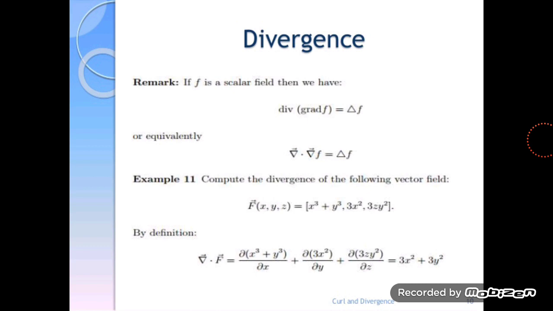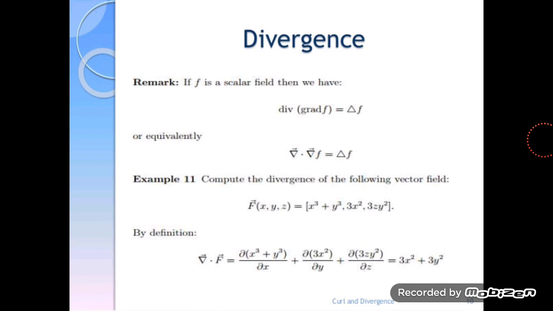Suppose we take one example: compute the divergence of the following vector field. In this slide there is a vector field f. We have to compute the divergence of this field. What is the field f? It is a function of x, y, z, where the value of this function is x cube plus y cube, 3x square, and 3zy square.